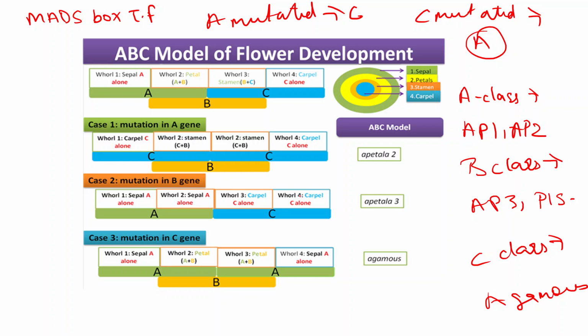So it will be sepal, sepal, carpel, carpel. And when C is mutated, what will happen? A will take over. So here, normal: sepal, petal. Here it should be B plus C, but it is A plus B, so it will form petal. And here it should be only C in normal condition, but since C is mutated and A has taken over its place, it becomes sepal. So this is very important, guys. That's why I have included it here.